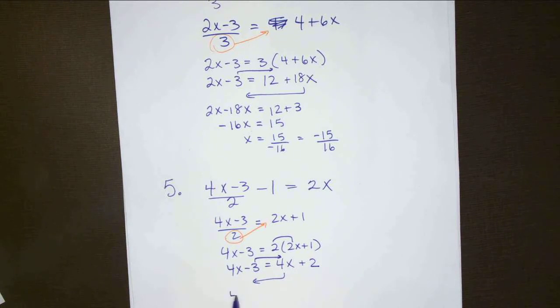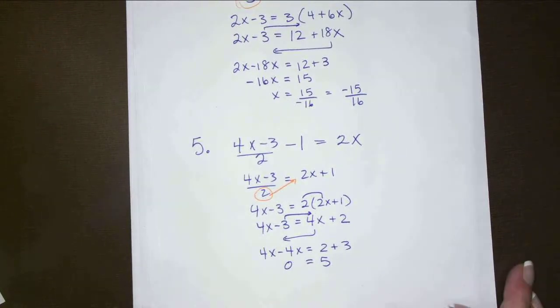Do you see what's going to happen? We did that last class. What does that mean when that happens? When all the x's disappear, but there's still a number? If it's not 0, it is no solution.